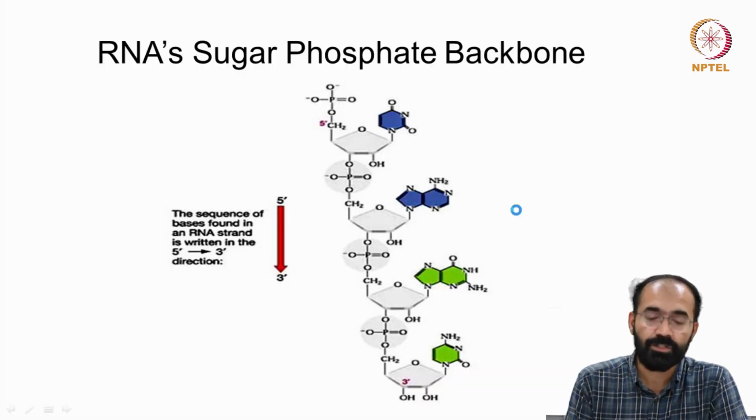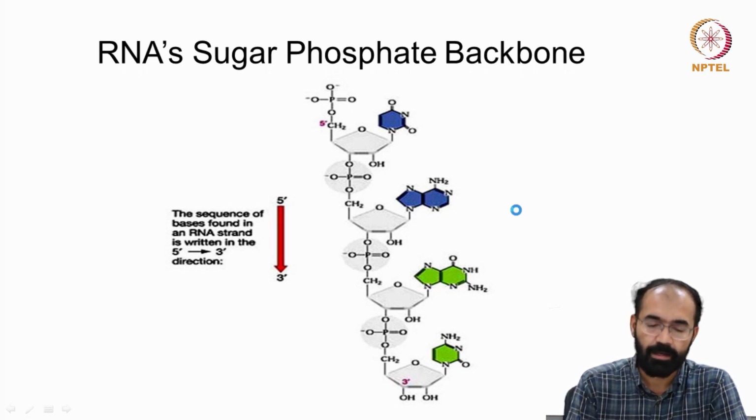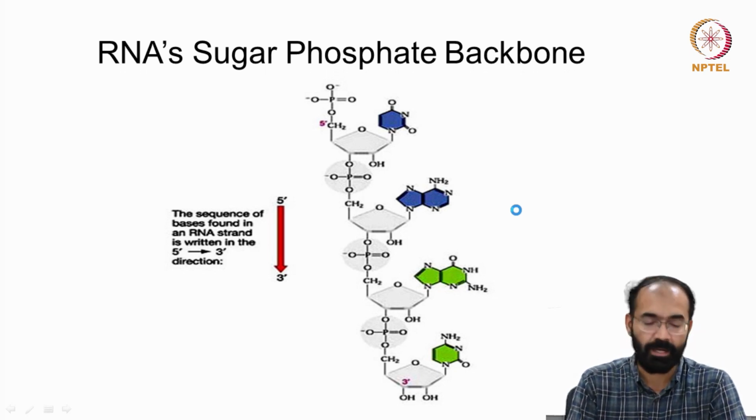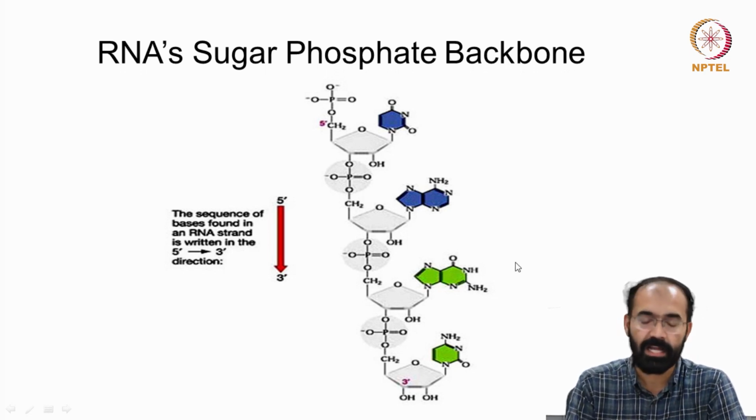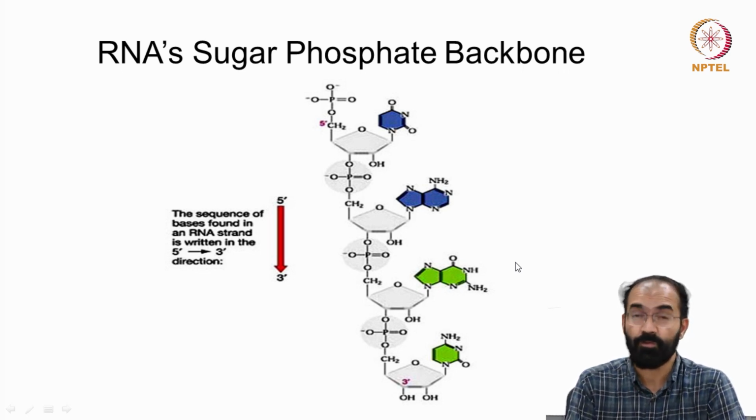So the RNA's sugar phosphate backbone is very much similar to that of the DNA, but the only difference is the sugar has got an OH group at the 2', rest everything remains the same. And there is also a directionality. When you talk about RNA or DNA, for a given strand, we always refer from 5' to 3' end. That is the 5' carbon to the 3' carbon end.